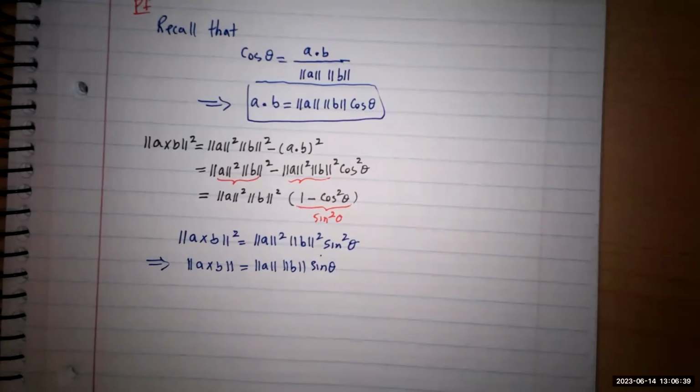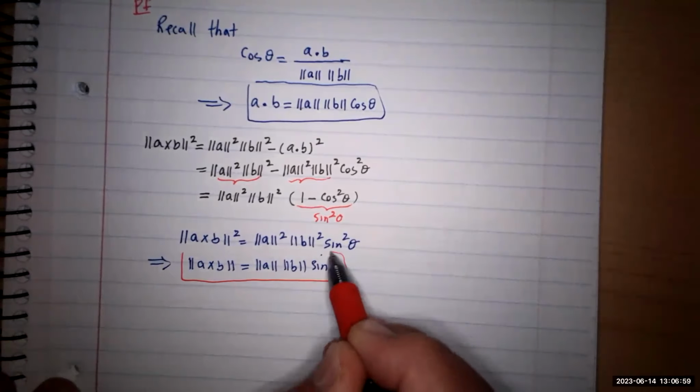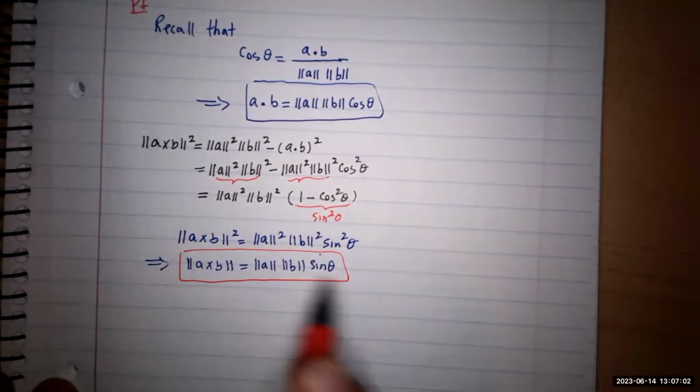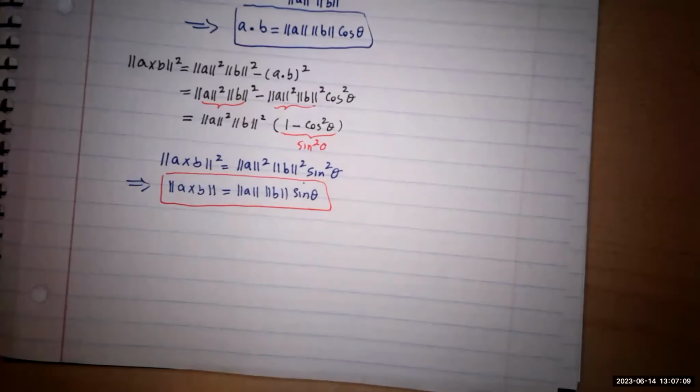You may ask, for the radical of sine squared, how do you know that it's going to be sine, not negative sine? Remember, theta is between 0 and pi, so between 0 and 180 degrees, and the sine is always positive. So everything is positive, and I did prove the formula for you: the norm of A cross B is equal to the norm of A times the norm of B times sine of theta. Any question?